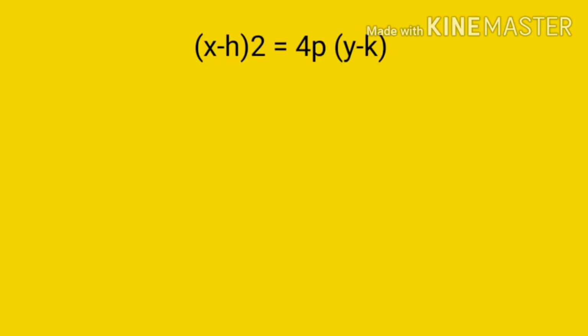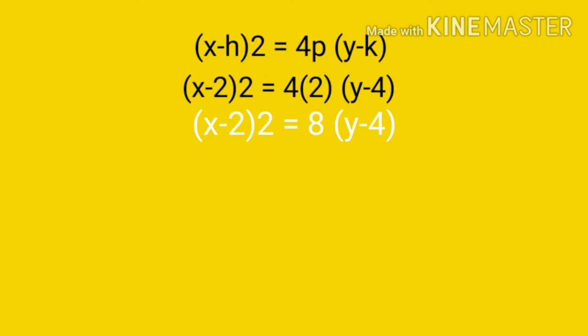Now that we have the values, substitute h, k, and p into the standard equation of the parabola. We now have (x minus 2) squared is equal to 8 times (y minus 4). Perform the necessary operations to have the standard equation, which is (x minus 2) squared is equal to 8 times (y minus 4).